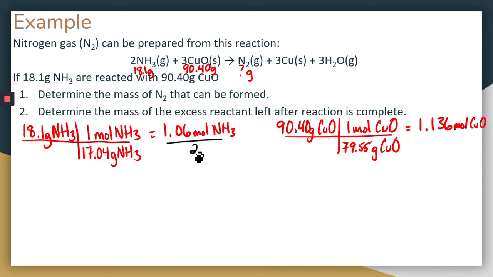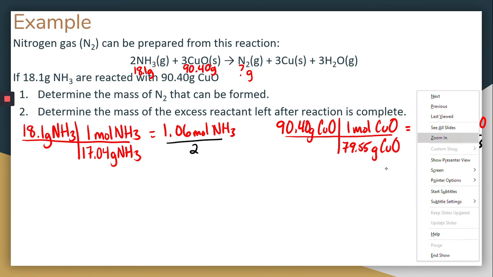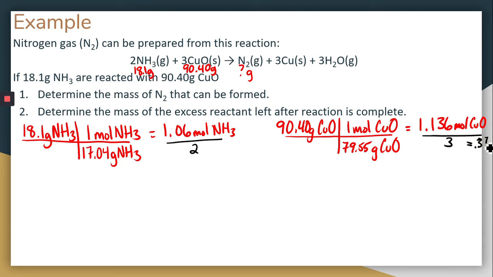All right, and then in our head, we want to divide by the coefficient. So in my head, this number divided by 2, and then over here, this number divided by 3. Which one is going to give you the smaller amount? If you need to type it into the calculator, you can, or you can do it in your head. This divided by 3 would give us something along the lines of 0.337, and over here this would give us along the lines of 0.53. So this is the smaller amount. So that means that CuO is my limiting reactant and NH3 is my excess reactant.